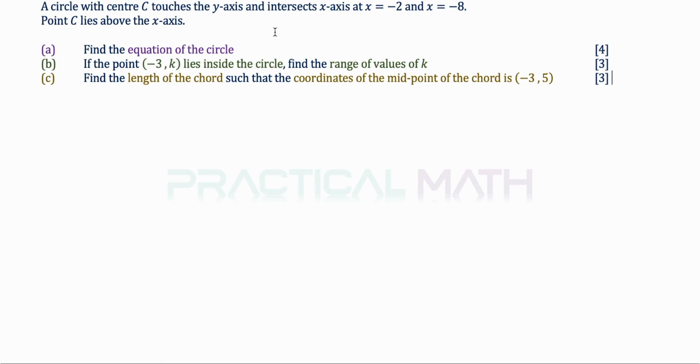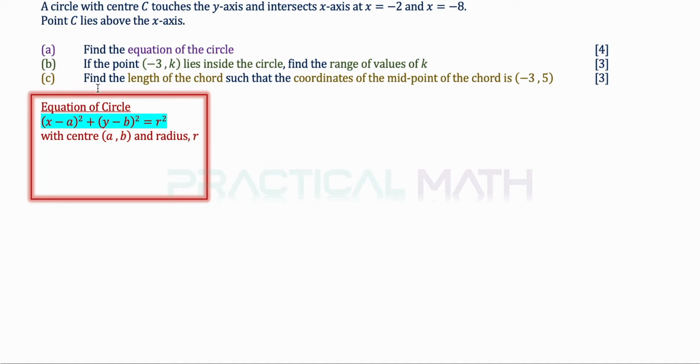Let's start this question by going through some of the formulas within the chapter of circles. The very first formula: the equation of a circle is given to be (x minus a) squared plus (y minus b) squared equals r squared, with center (a, b) and radius r.